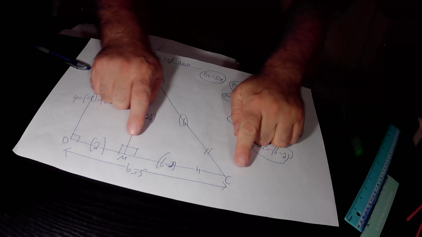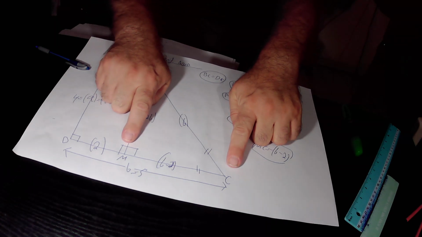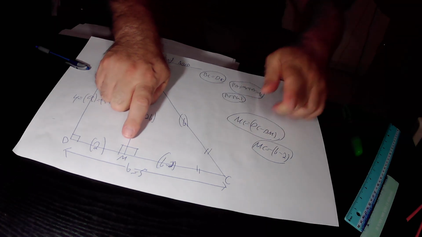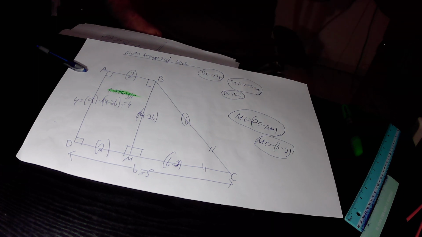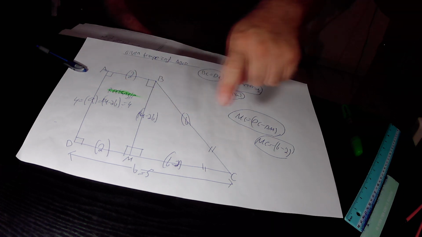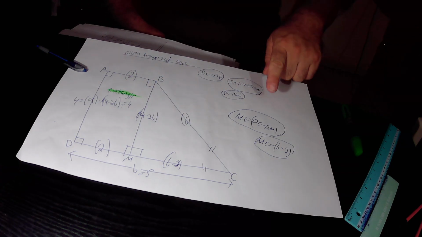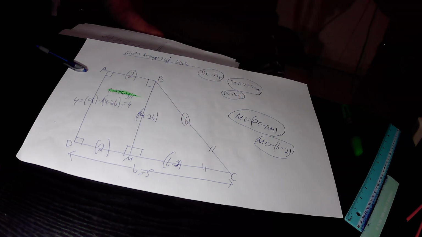What is the length of this missing line segment MC? MC equals DC minus DM. Again, MC equals DC minus DM. So MC equals DC, that is B, minus DM, that is 2. So in total, MC equals B minus 2 in length.